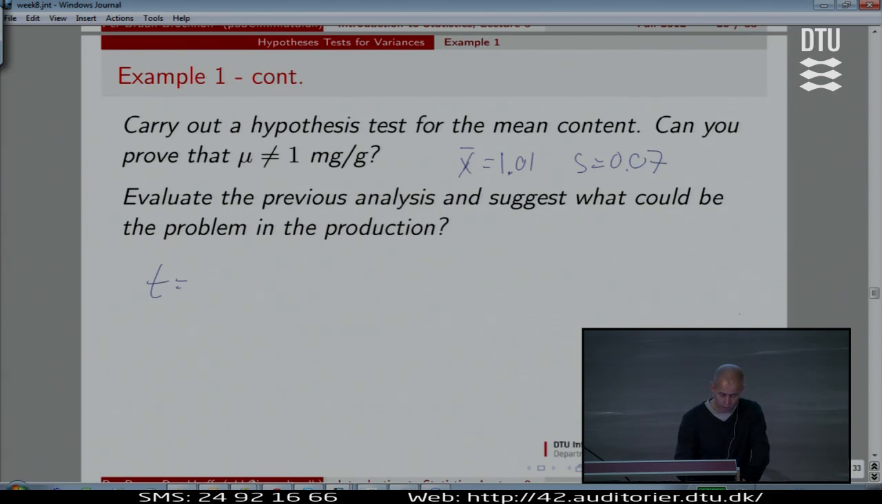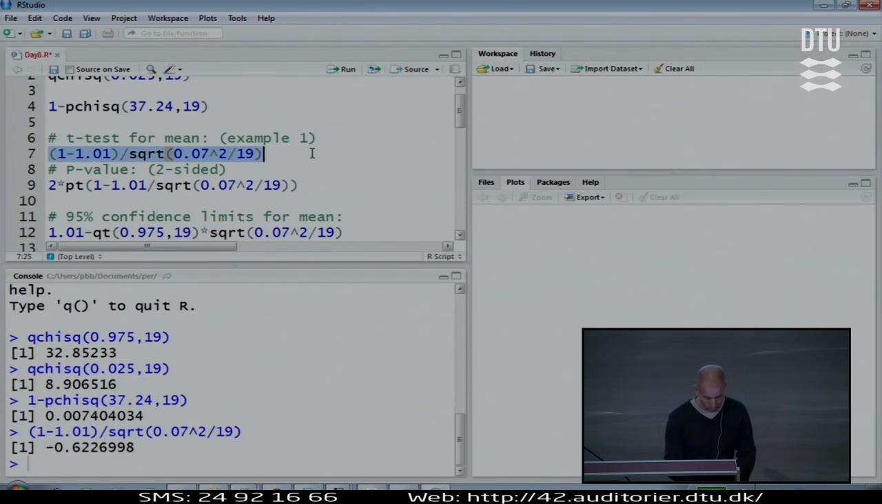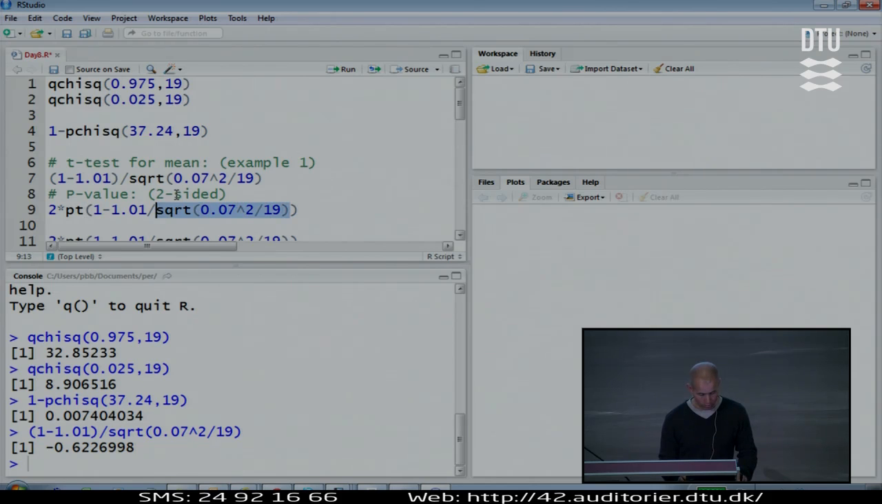We could do a t-test on this. We could compare the 1 minus the observed and taking 0.07 over root n. This is the t-test for one sample situation. What was root n? That is root 20. What is this? Well, I prepared this here in R. The t-test statistic is 0.62. If I plug in this in, just not to confuse you, I can say minus 0.6227 if I take it like this.